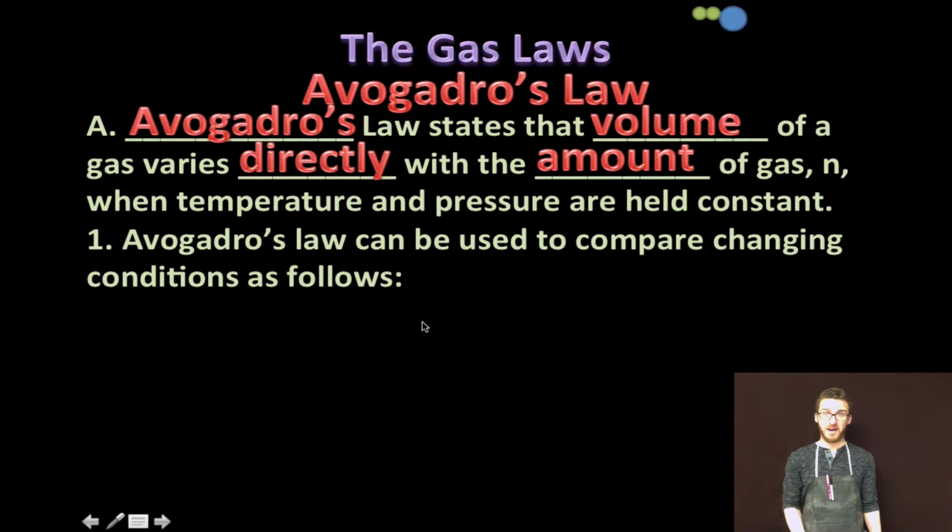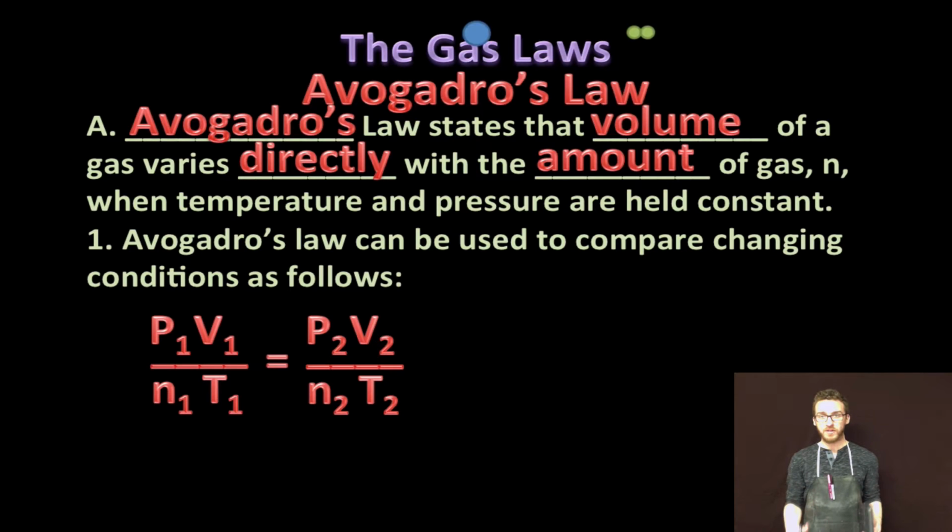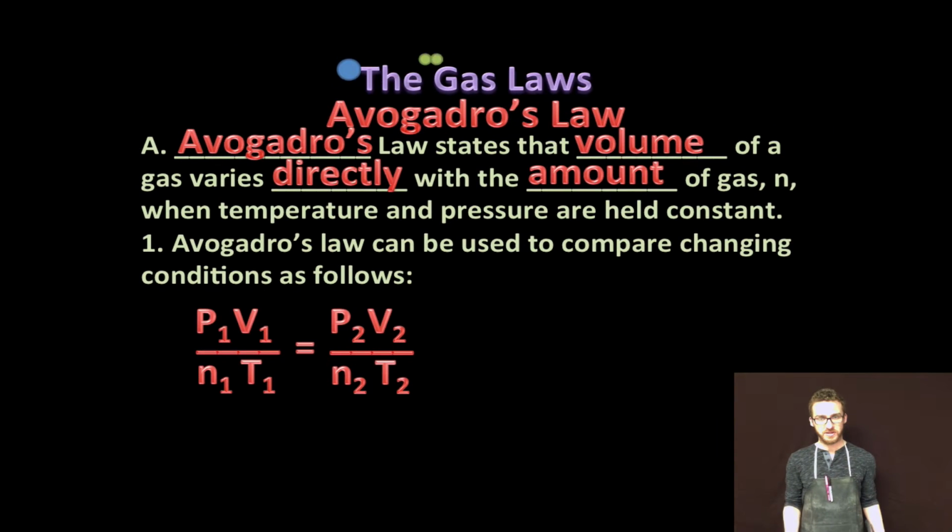Which brings us finally to Avogadro's law. This is a simplified gas law that focuses on the volume and the number of moles of a gas. Here, we're keeping temperature and pressure constant. Use Avogadro's law to compare changing conditions by starting with your combined gas law.